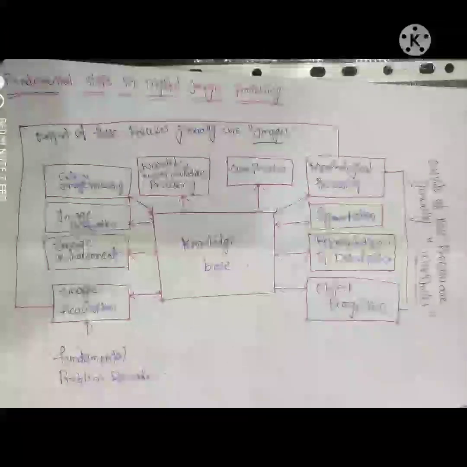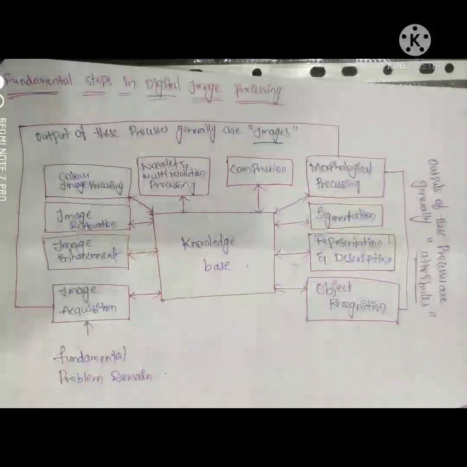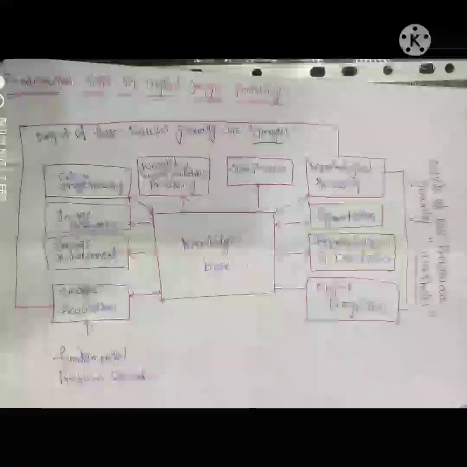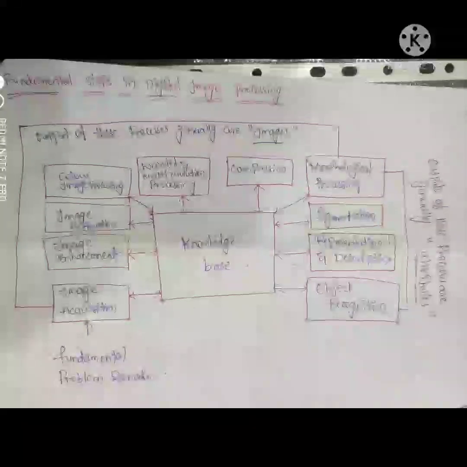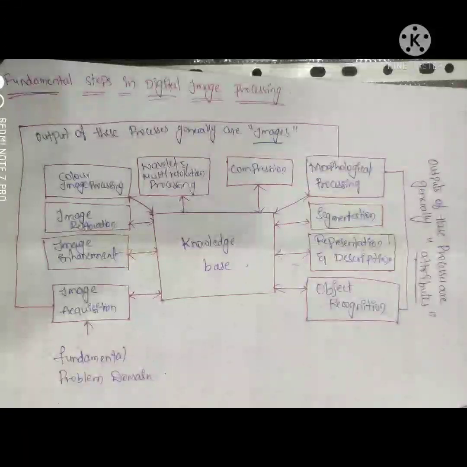Next step is image restoration. In image restoration, the process is completely objective in nature. It is the process of recovering an image that has been degraded. Then next step is color image processing. This is used to process colored images such as indexed images and RGB images.